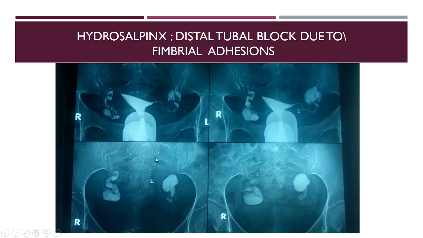Another case. Here is the fallopian tube, but it starts to dilate, and persistent contrast is seen in the control film. So this is hydrosalpinx, bilateral hydrosalpinx. There is no spill at all, so they are blocked tubes: distal tubal block due to fimbrial adhesions.